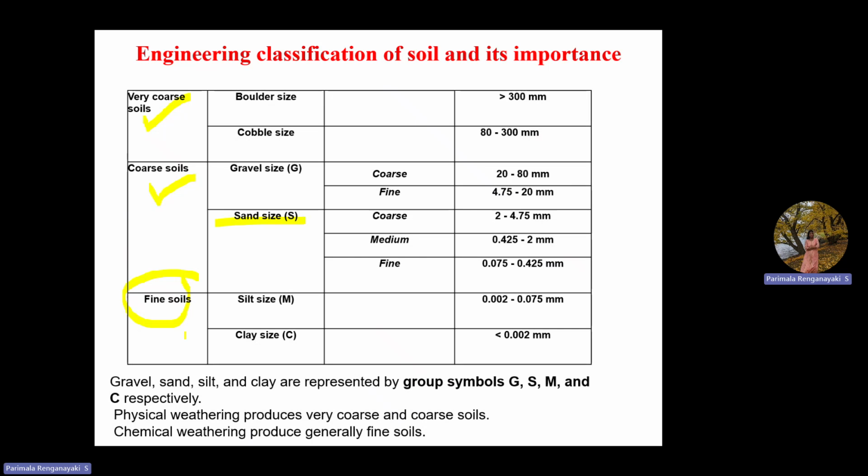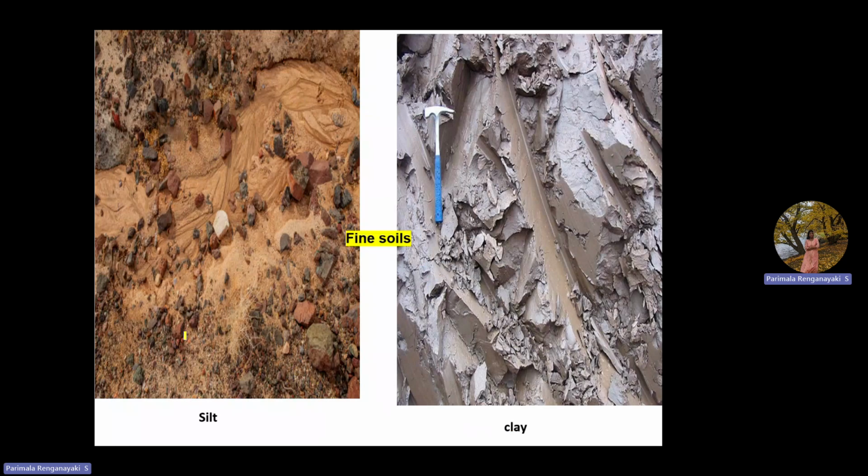Okay, now let us see fine soil. Fine soil, silt, and the finest version is clay. So this is silt, you could have seen in real life also. Near the river, you could have seen this kind of silt. Clay, within the silt, sometimes you may have clay also.